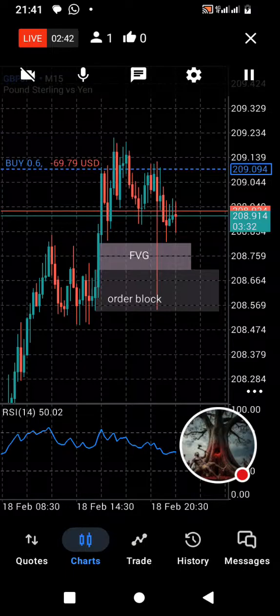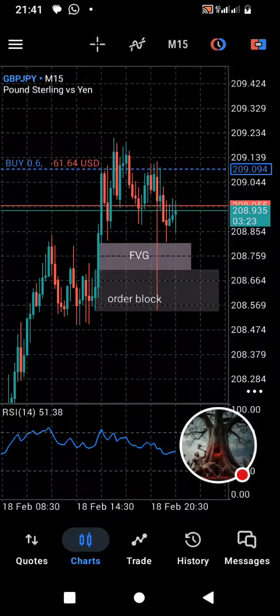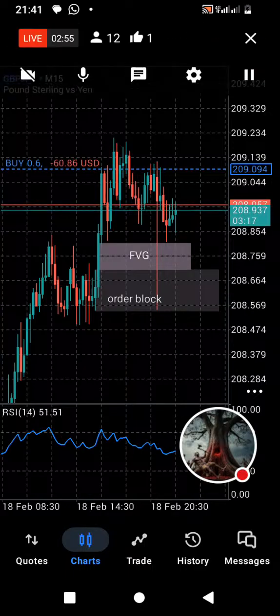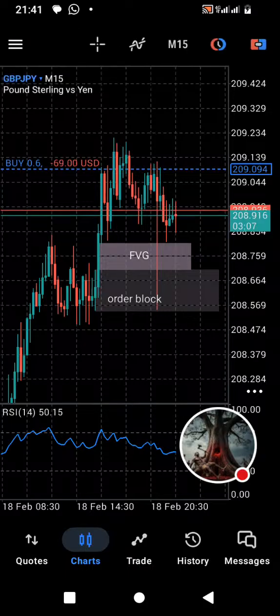I would like to break down how we got to this FVG, another block. In the next few minutes, when we have more viewers, I would like to break down how we got to this other block and the FVG in a 15 minutes time frame, which is the best time frame to enter trades. This is GBP JPY.